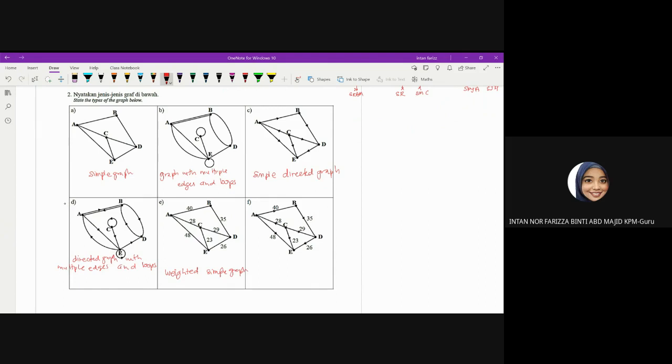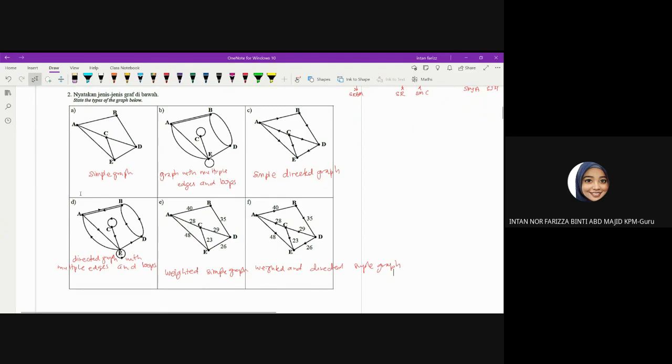Okay, so F is similar to E. You just add the arrow there. So we call it a weighted and directed simple graph. Why do we call E and F a simple graph? Because there are no loops and no multiple edges. Okay, so that's the introduction of this topic.